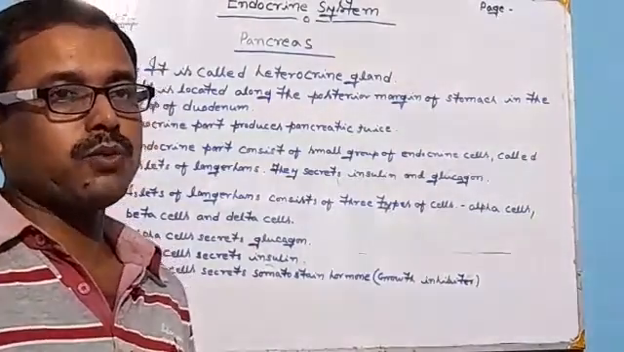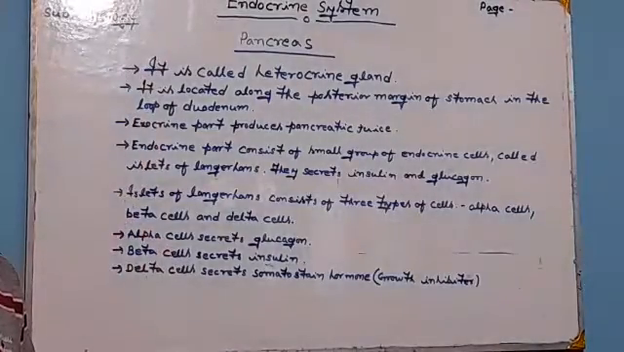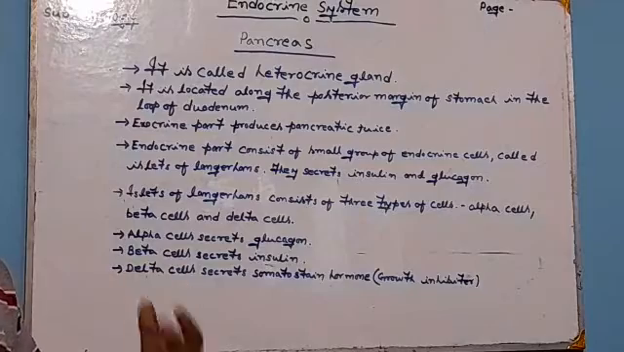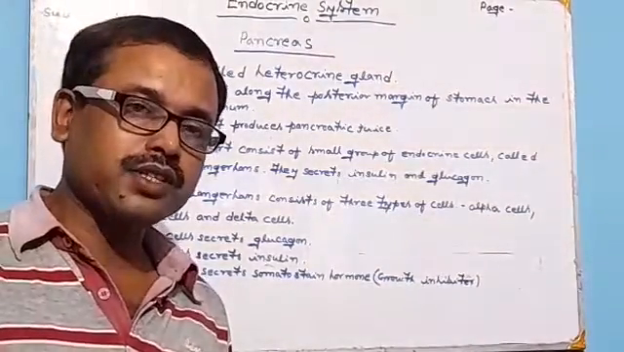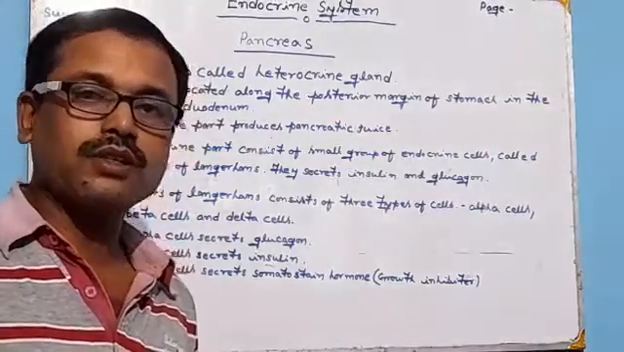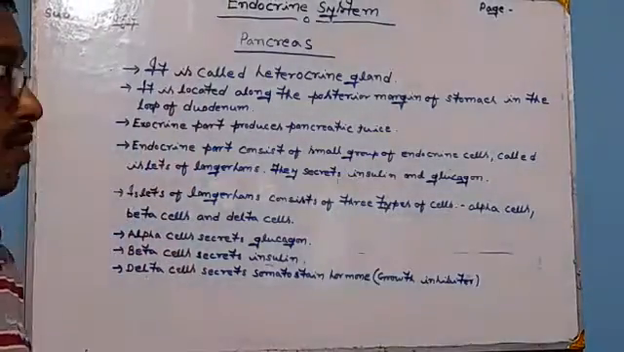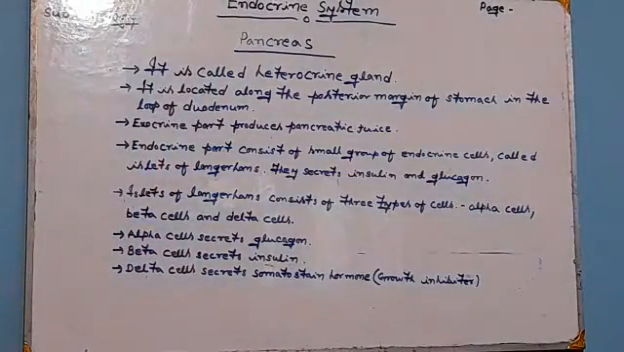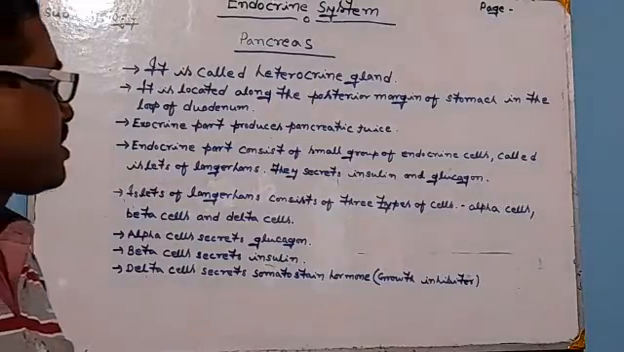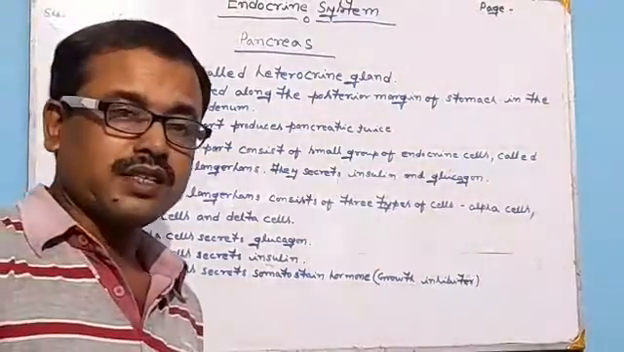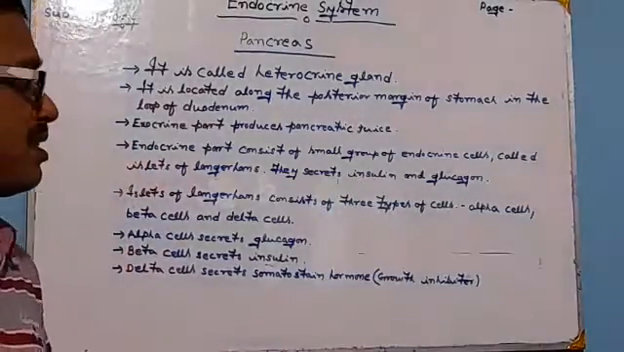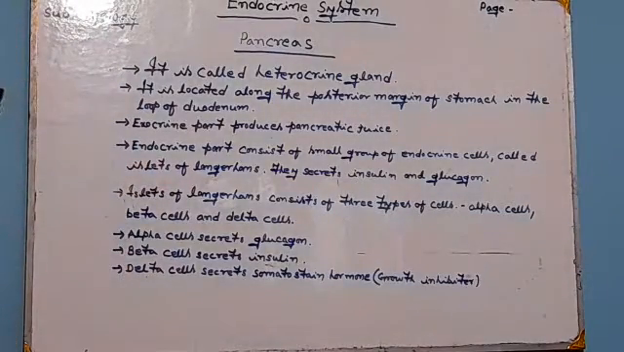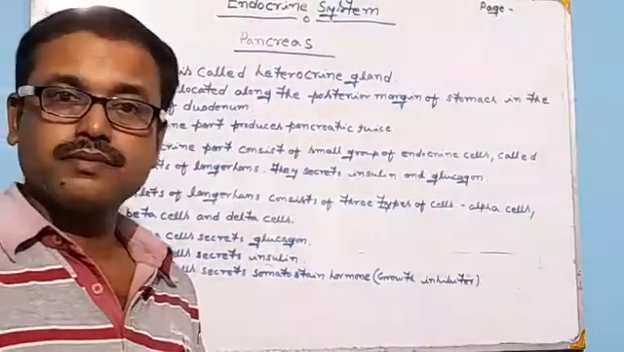Okay, and both the hormones are an antagonistic pair of hormones, because they act on the same functions of our body, but their actions are opposite to each other. So they are called an antagonistic pair of hormones. Further, islets of Langerhans consist of three types of cells: alpha cells, beta cells and delta cells. Okay, alpha cell secretes glucagon.